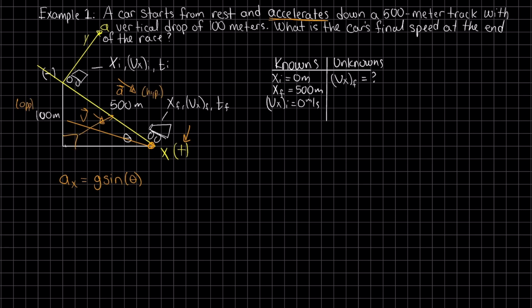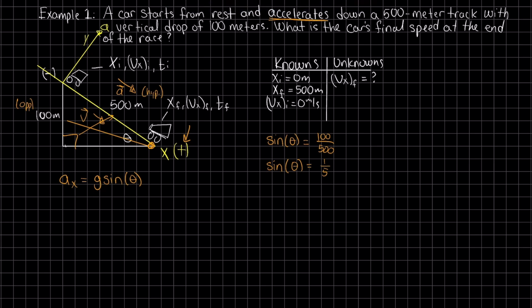Opposite and hypotenuse, that gives me the sine once again. So the sine of the angle is just going to be 100 opposite over hypotenuse, 500. And this is going to reduce down to 1/5, 1 over 5. Remember the steps that we talked about in a previous video.